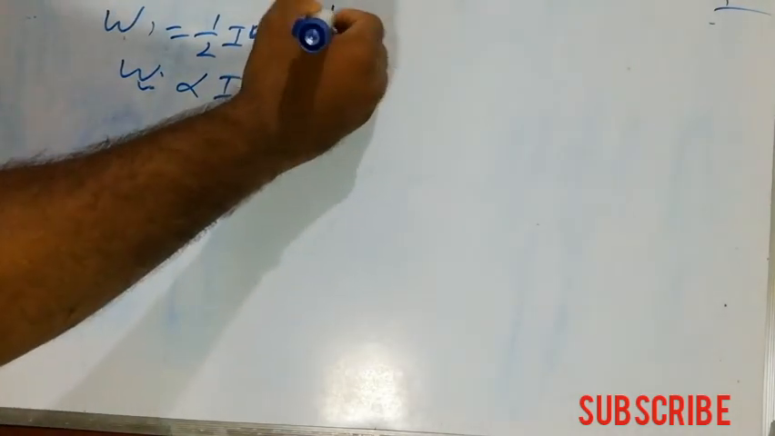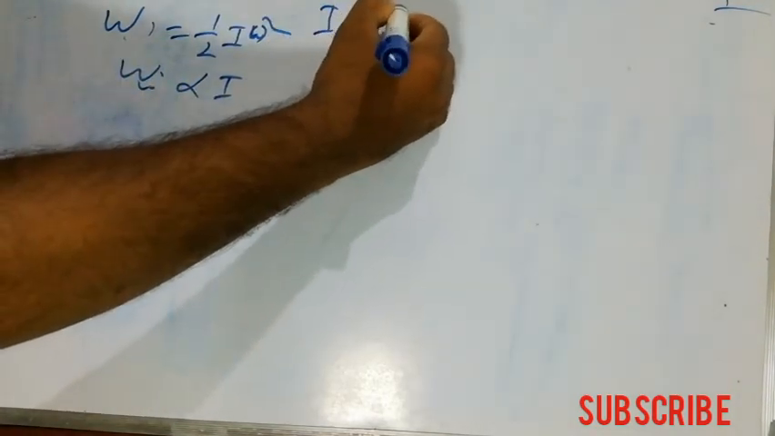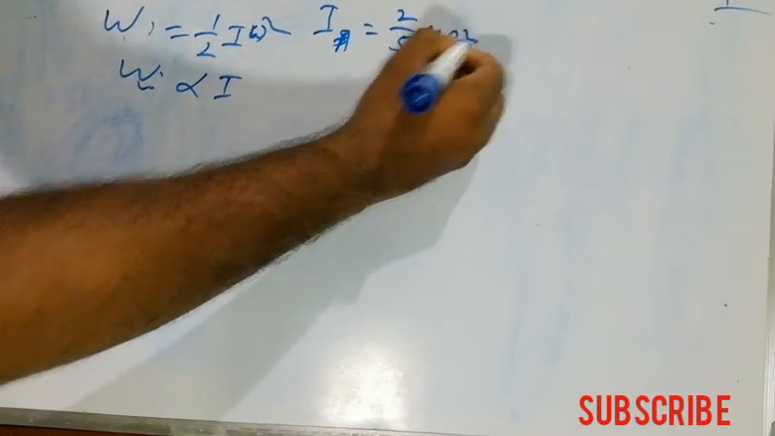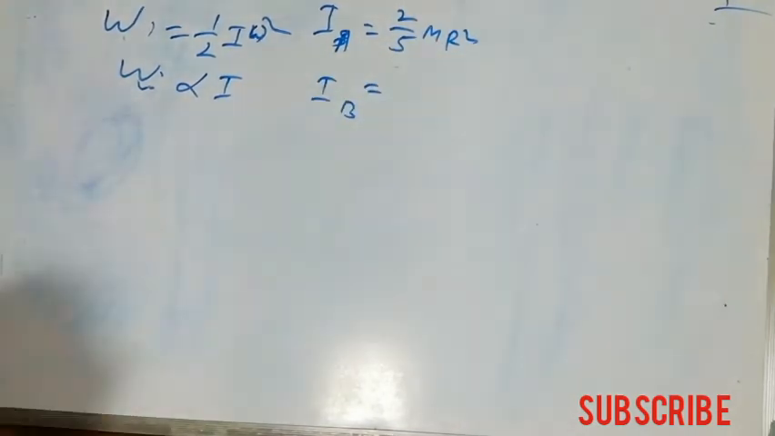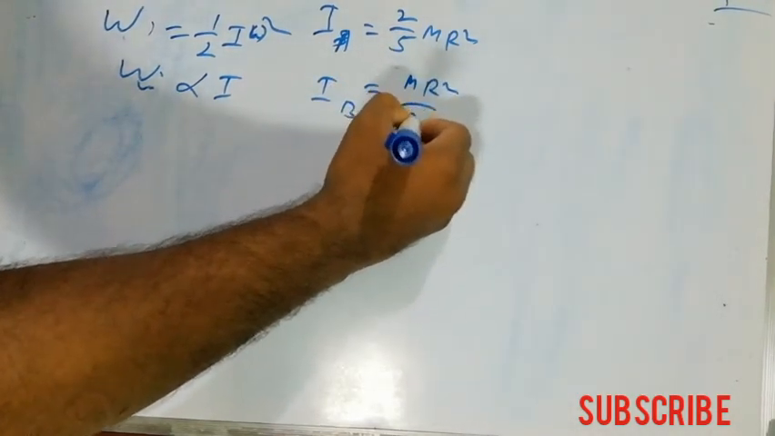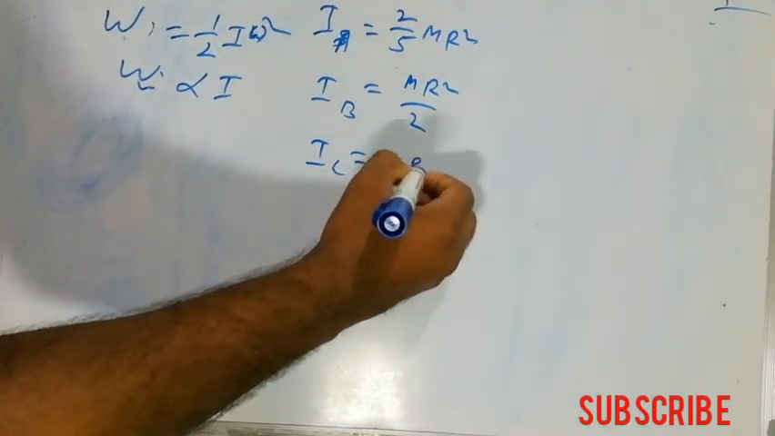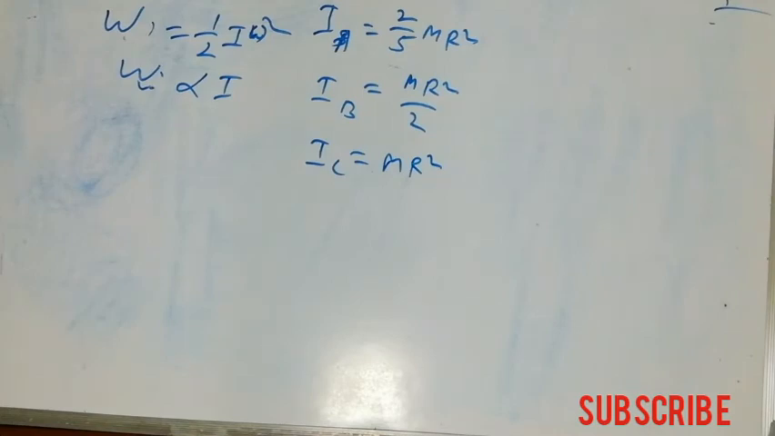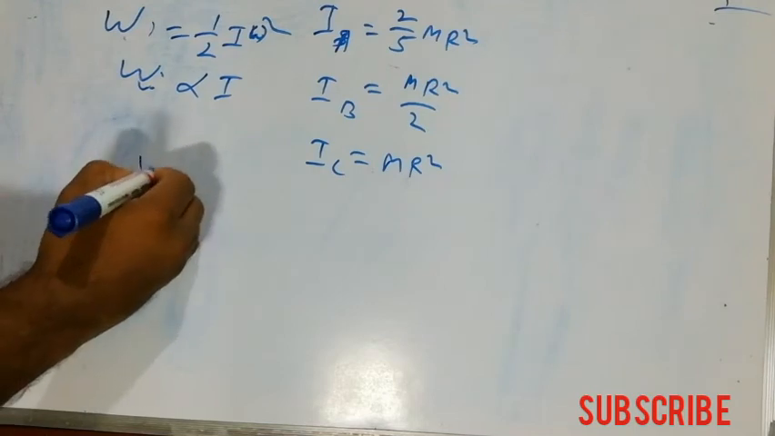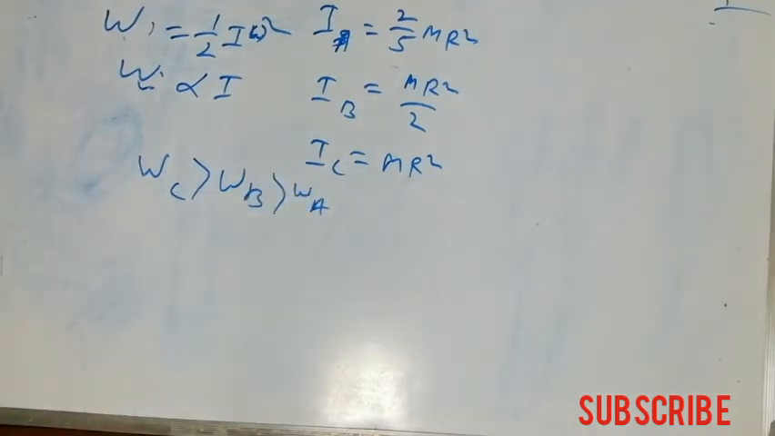Again, I for solid sphere, that is the object A, is equal to 2 by 5 mr square. IB for the circular disc is equal to mr square by 2, and IC for a circular ring is mr square. So we have IC has more value than IB. So work done C is greater than work done B, greater than work done A. So option 1 is correct.